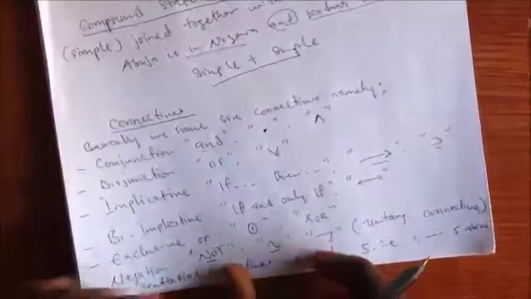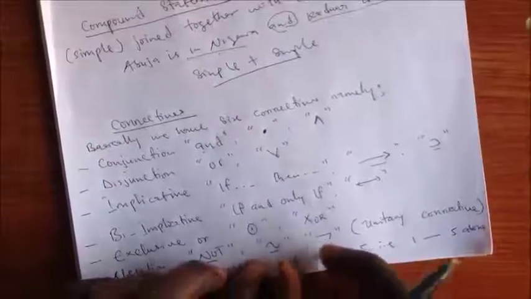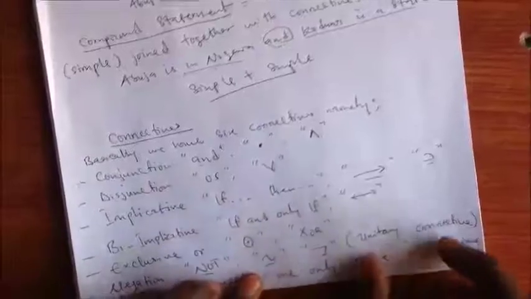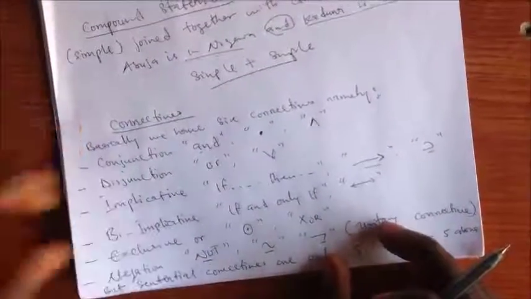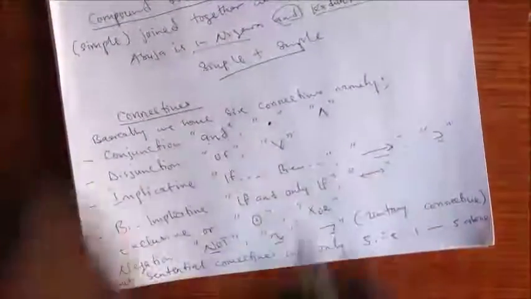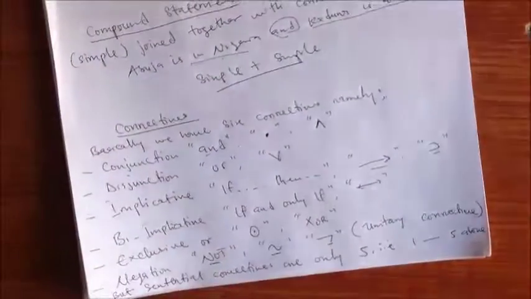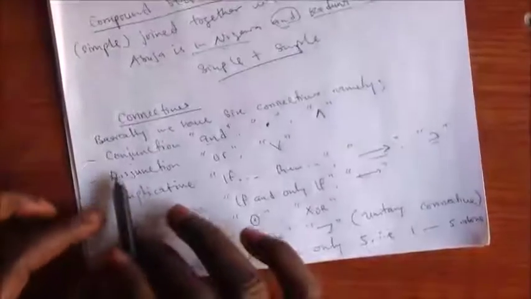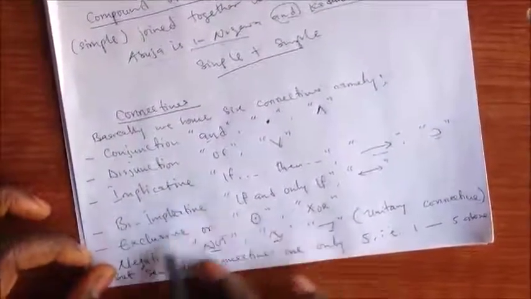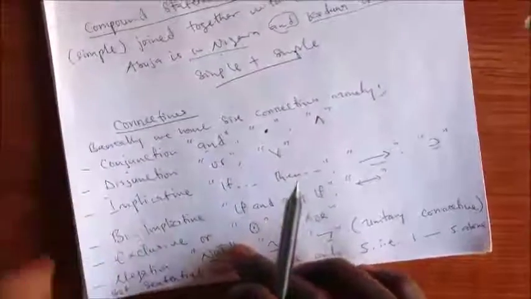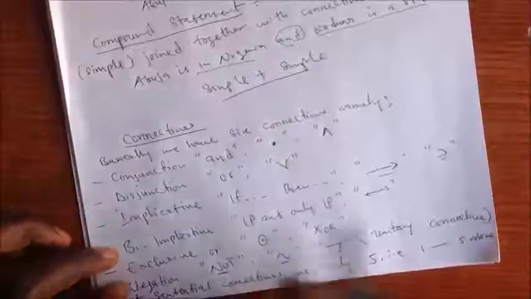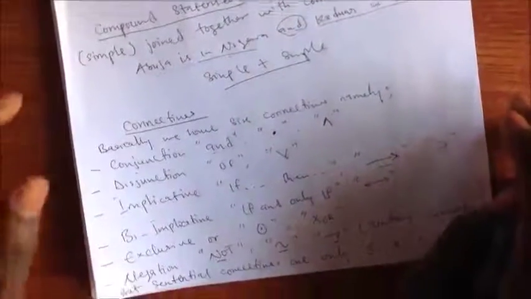This negation is what you call a unary connective. A unary connective is one that is not part of the sentential connectives. These connectives are in general, but we have sentential connectives and we have unary connectives. So conjunction, disjunction, implicative, biimplicative, and exclusive or are the sentential connectives. Then negation is what you call a unary connective.